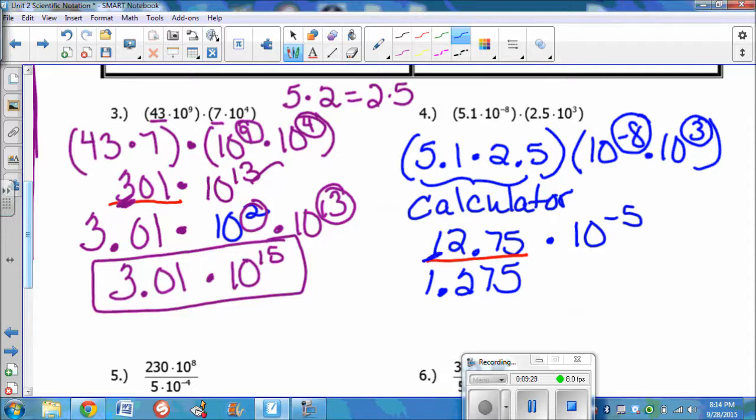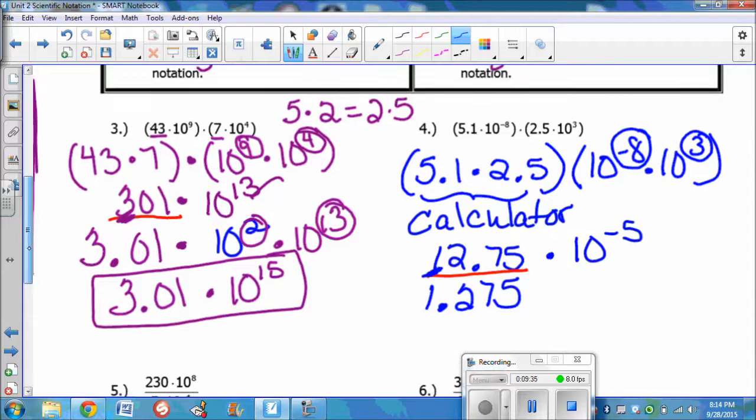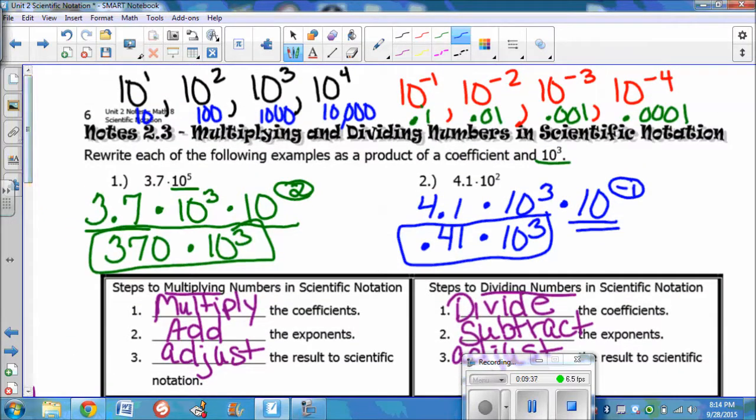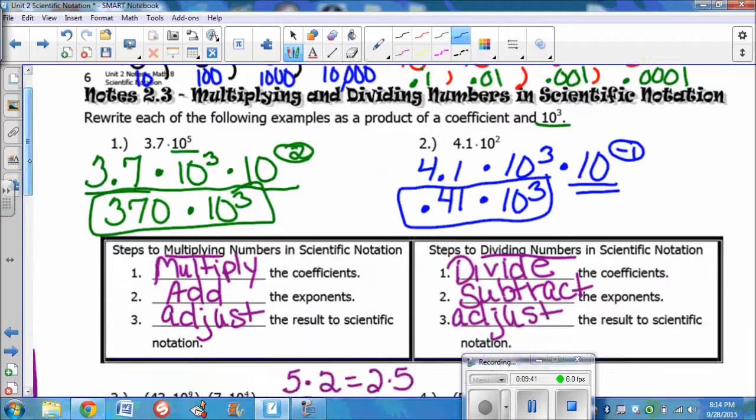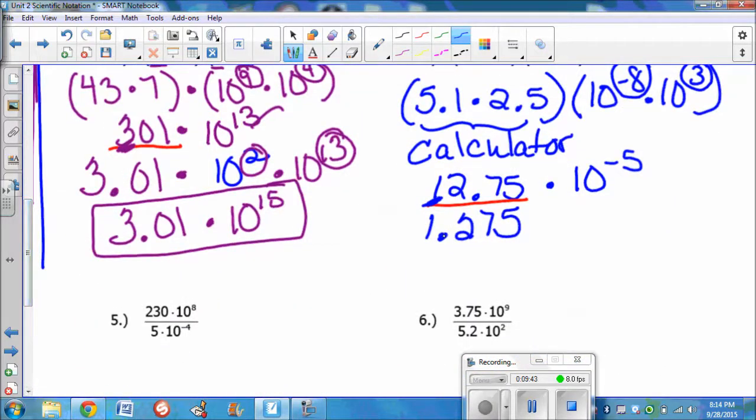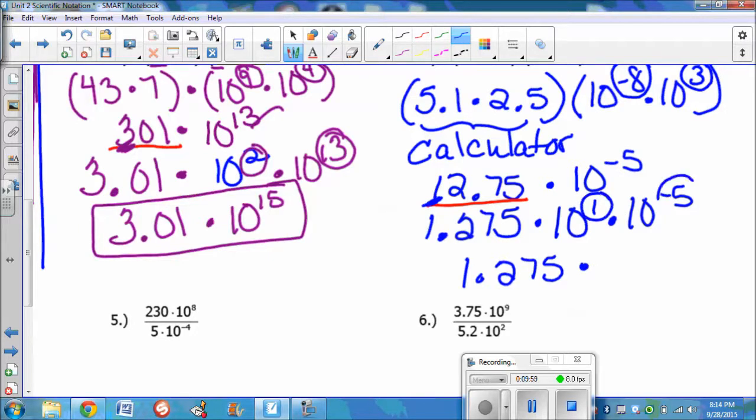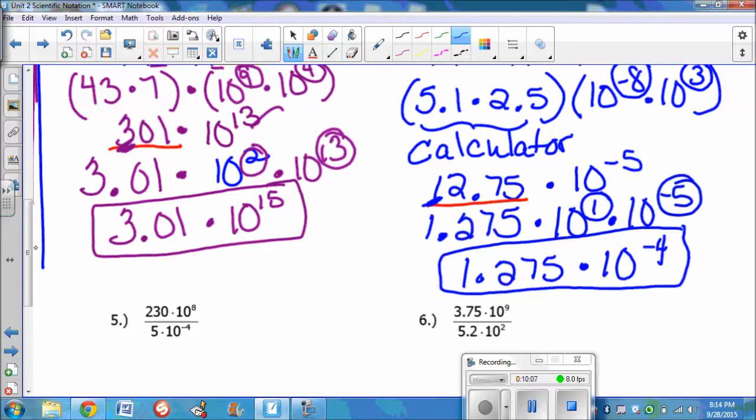So right now that 1 is in the tens place. So look back up at the top of the page. What is 10? 10 is 10 to the first. So in order for us to adjust where that decimal is, we're multiplying by 10 to the first times that 10 to the negative 5. Now our coefficient is finally set. Add those exponents, 10 to the negative 4. Okay, and we will continue to practice this multiplying.